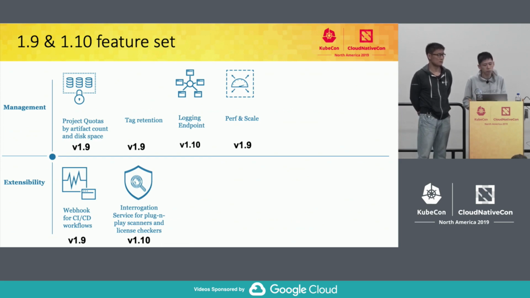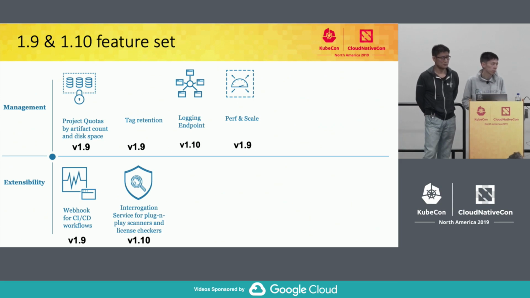Another lifecycle management feature is tag retention. So this goes hand in hand with project quotas. This is the ability to configure retention policies based on image tags. Retention here refers to how long the images can live on your registry before they're deleted and garbage collected. Prior to this, we really didn't have any automated mechanism for deleting images off the registry. So this allows the project admin to configure a retention policy based on the repository name and the image tag names.